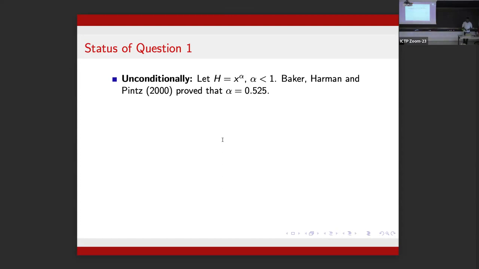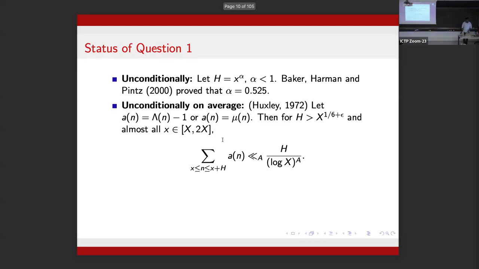This was the first breaking result after some averaging results, like the result by Huxley: if you take h bigger than x to the power 1/6 plus epsilon, then for almost all x belonging to capital X to 2 capital X, if a_n is either lambda n minus 1 or mu n, this summatory function in the short interval is small o of h. This is equivalent to saying that the sum over lambda n is asymptotically h in this short interval for almost all x in X to 2X. Or, for the Mobius function, the summatory function is small o of h. These two statements are equivalent, for almost all x belonging to capital X to capital 2X.